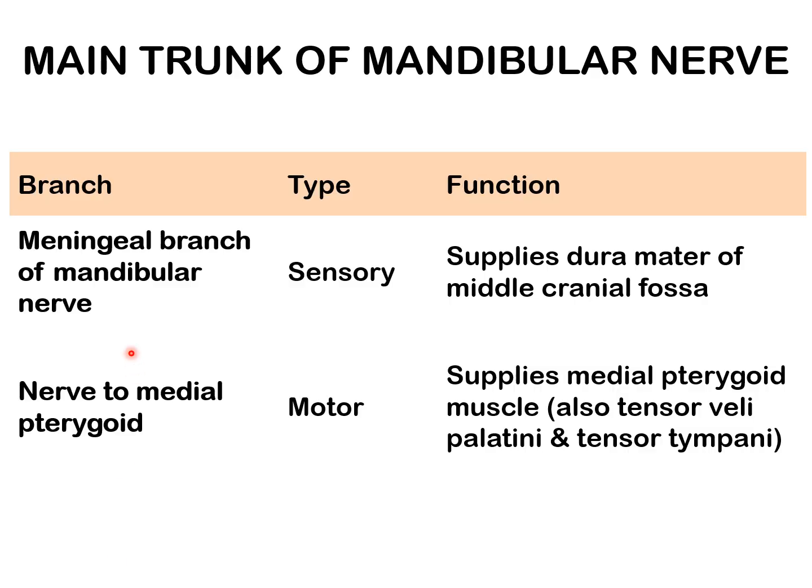So let's talk about the main trunk of the mandibular nerve. We have two branches. The first one is the meningeal branch of the mandibular nerve, which is sensory in nature and supplies the dura mater of the middle cranial fossa. Coming to the second branch, that is the nerve to medial pterygoid, which is motor in nature and supplies the medial pterygoid muscle. Also, the tensor veli palatini and tensor tympani are supplied by it.